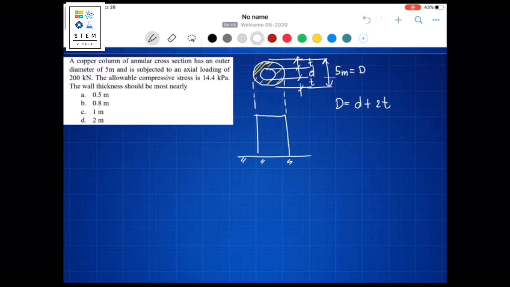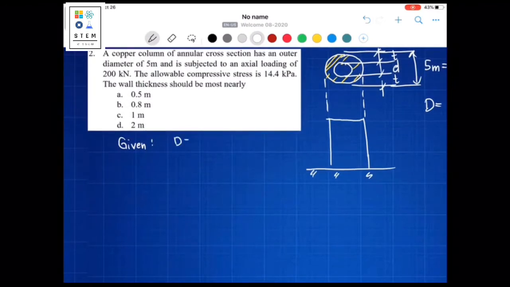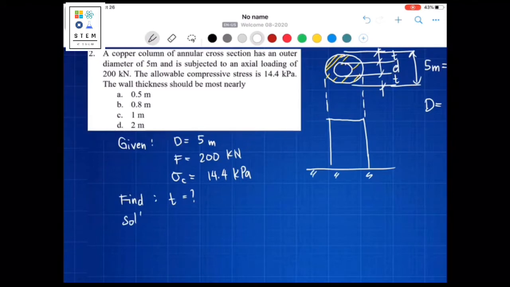Okay, so ibig sabihin, ano yung mga given natin? So, isa-isay natin yung given. Okay, given. We have this first. We have the outside diameter equal to 5 meters. Then we have this load equal to 200 kilonewton. And the allowable compressive stress, so allowable compressive stress is 14.4 kilopascal. So, pinapahanap wall thickness. Okay, solution.